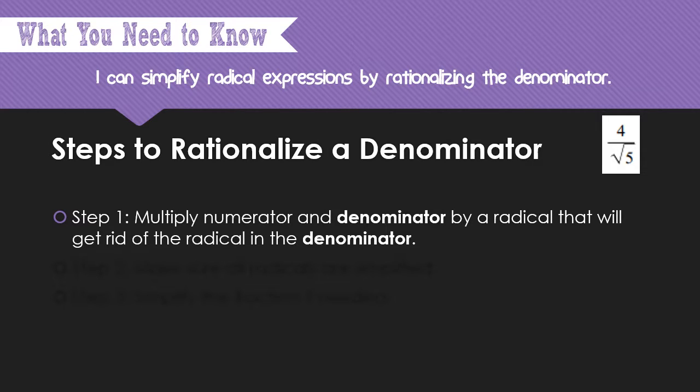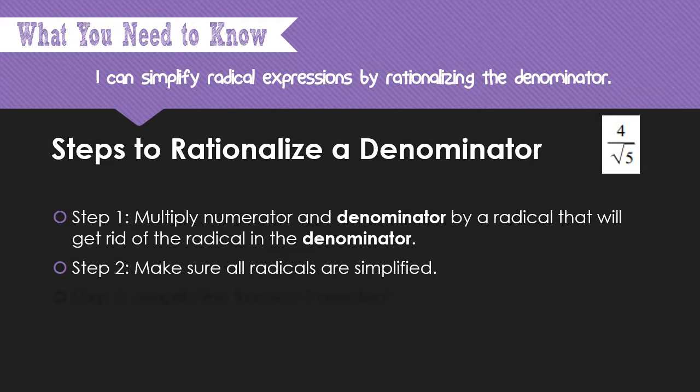we first multiply the numerator and the denominator by a radical that will get rid of the radical in the denominator. Another way of looking at it is whatever square root you have in the denominator, that's what we're going to multiply by. And we're going to multiply the numerator and the denominator by that square root. In the second step, we're going to make sure that all of those radicals are simplified. And then in the third step, we're going to simplify the fraction if it's needed.